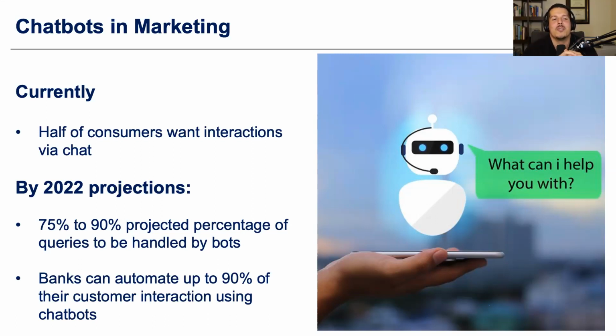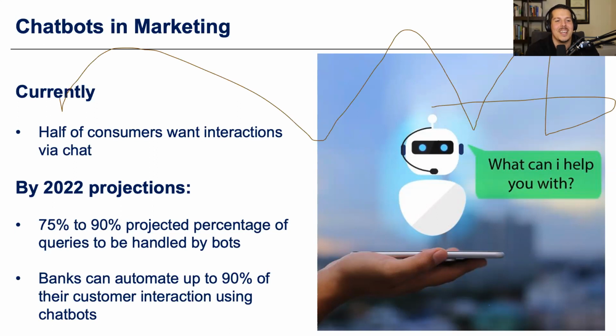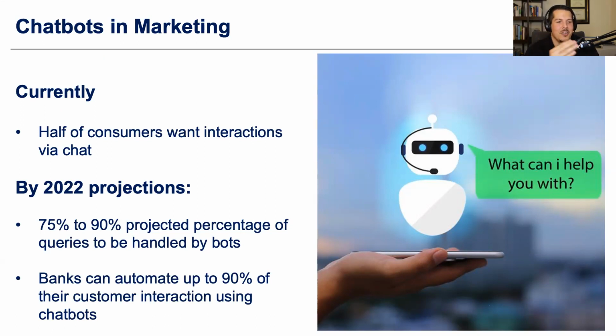So with that being said, chatbots in marketing are all over. I think almost everyone here has probably used a chatbot. And this is the trend here, that half of consumers actually want interactions via chat. They don't want to call customer services anymore, they just want to write. Especially millennials nowadays, for them it's even higher. They just prefer texting and chatting with the brands or websites they're interacting with. So chatbots are also a very important marketing lever. And by 2020, 2022, these are predictions, 75 to 90% of queries are handled by bots.